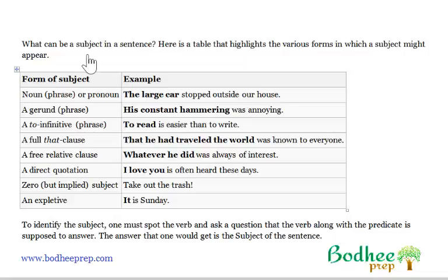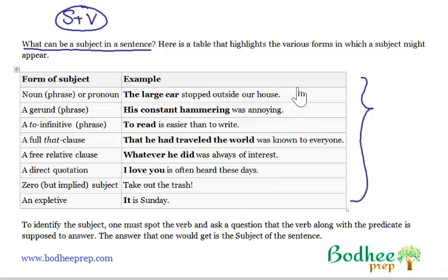In the previous video, we saw that the subject and the verb are the two most important elements that come together to form a sentence, right? So the next question that comes to our mind is what can be a subject of a sentence? In the sense that what exactly forms the subject in the sentence. And here in a table, we have given the different forms in which the subject might appear.